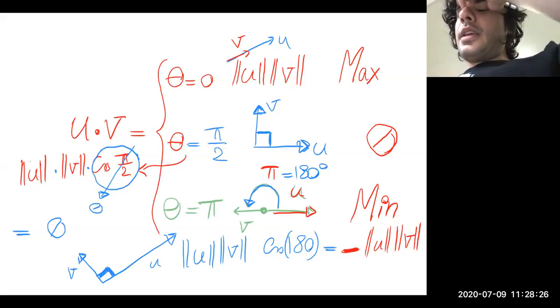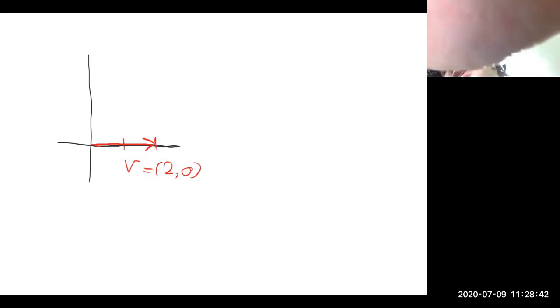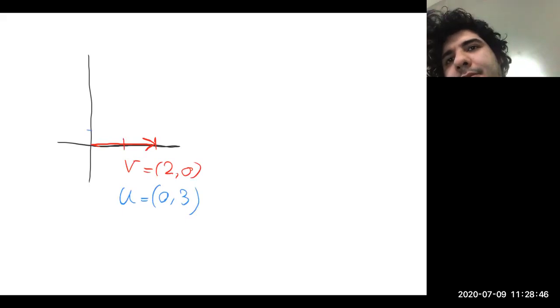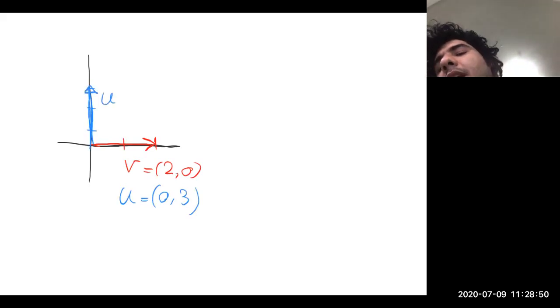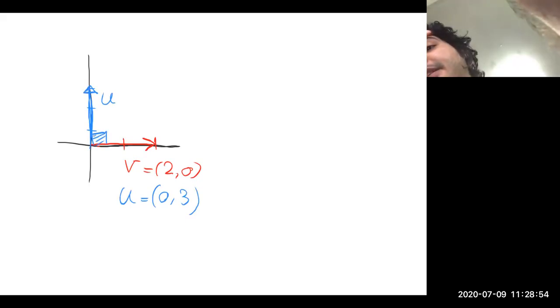Okay. We can look at, well, it's not hard to see that directly too. So let's take two vectors which are orthonormal. Say v equals 2 and 0 would be here. And let's take u, which is 0 and 3. These are orthonormal, right? We can see that. What is their inner product?